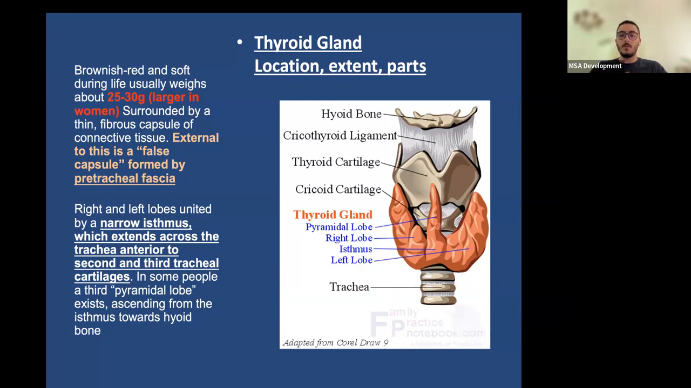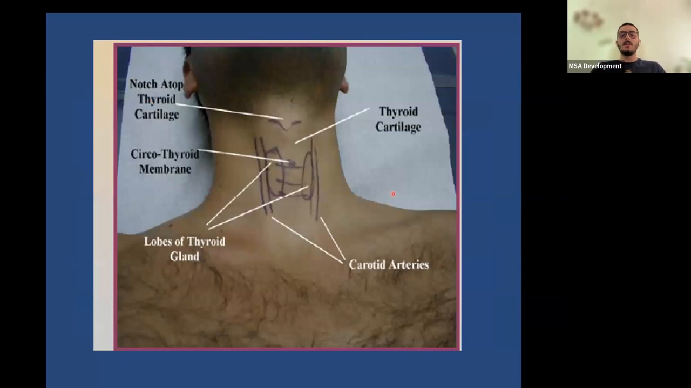However, if the swelling is not moving with swallowing, then this is not the thyroid gland. And this is just a picture showing the surface anatomy of the thyroid gland. This is the thyroid cartilage.